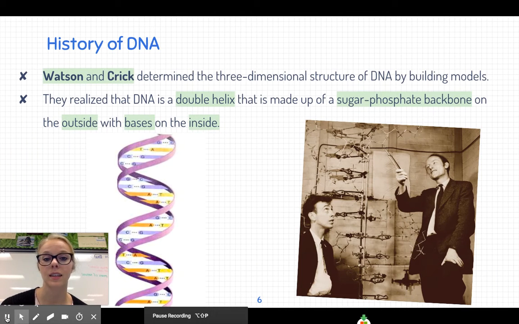Once we realized that DNA was controlling our hereditary characteristics and different events and proteins that were happening within our bodies, we were able to learn a little bit more about what it actually looks like. Watson and Crick determined the 3-dimensional structure of DNA by building molecules. It took them a long time to figure out that DNA is a double helix made up of a sugar-phosphate backbone on the outside with their bases on the inside.